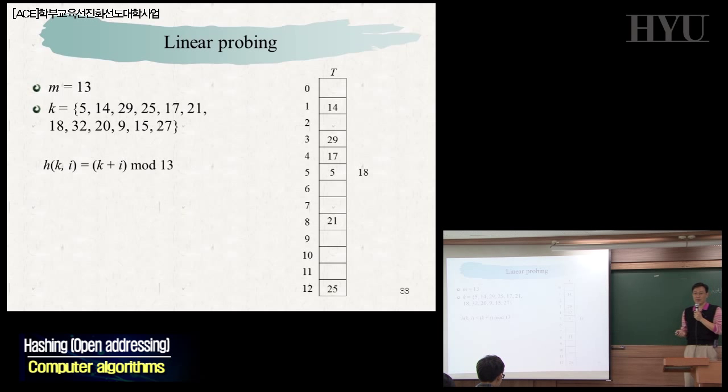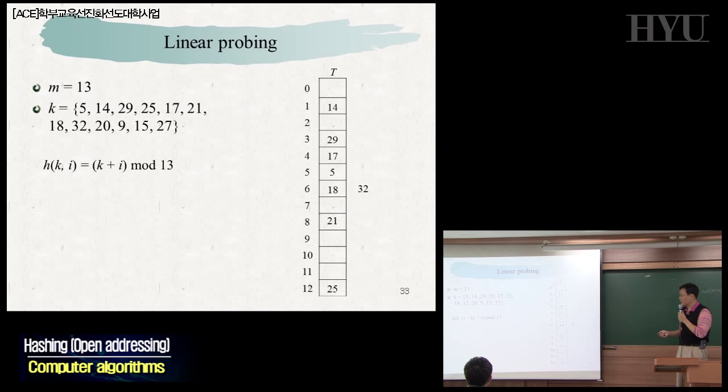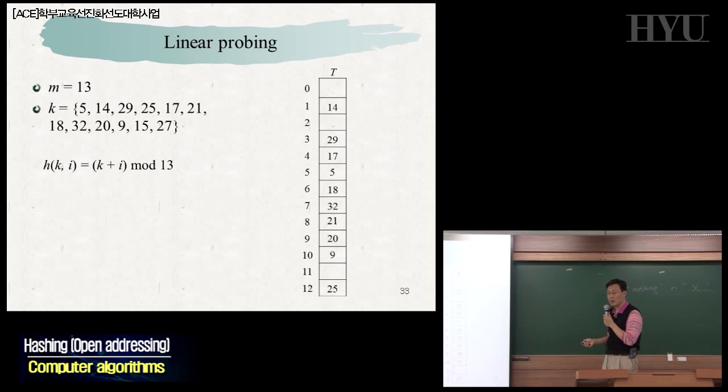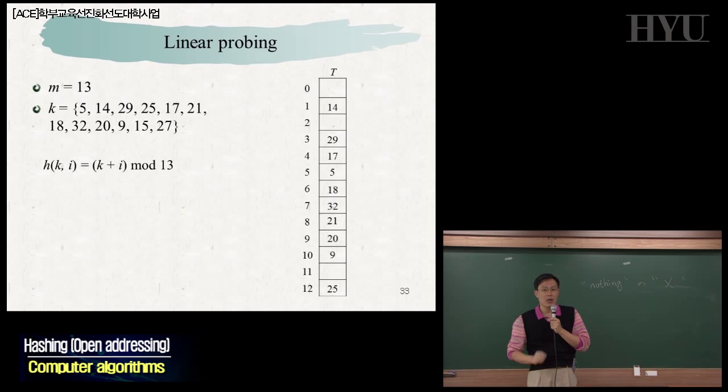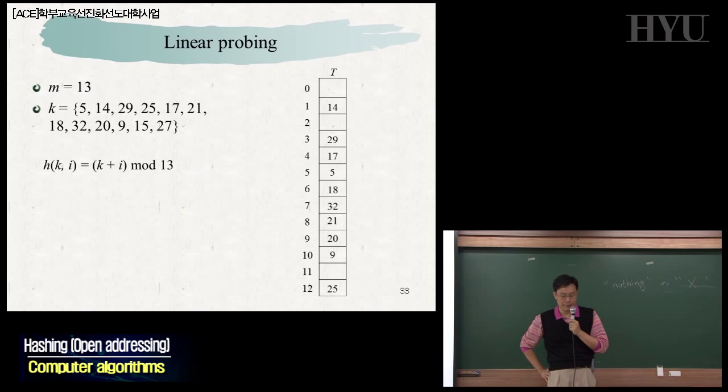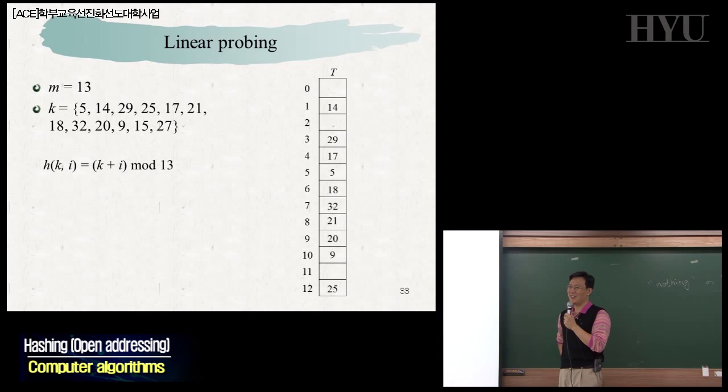But linear probing has a severe problem, this. Look at this. And next, 32 is stored here, and 20 is stored here. 9 is stored here. So what do you think is the main problem of linear probing? But we don't care about the order of key insertions.